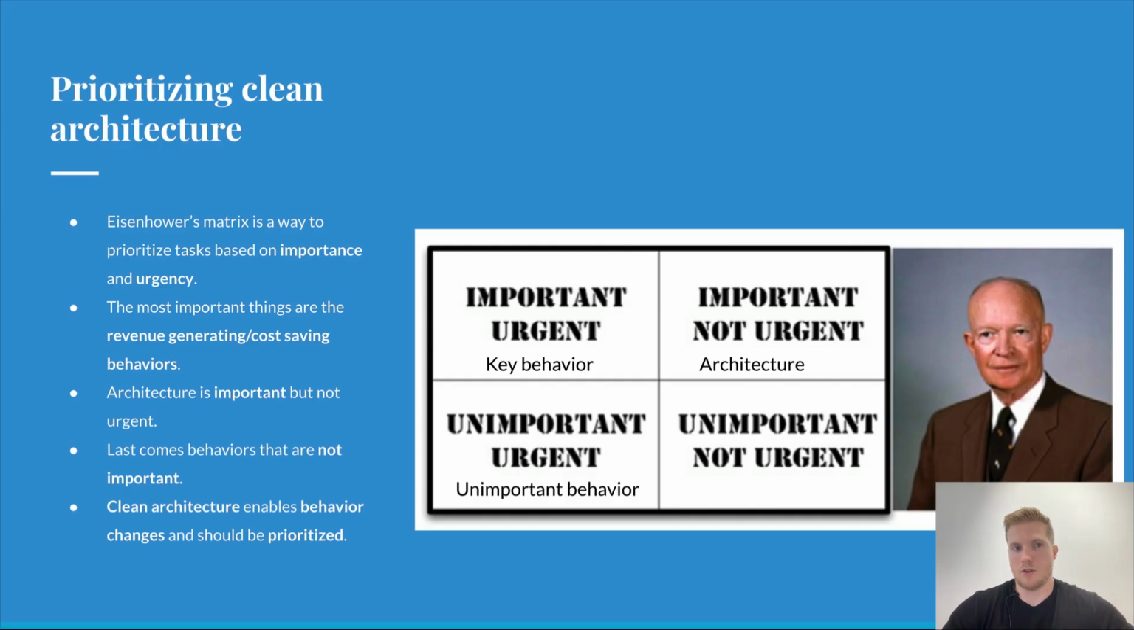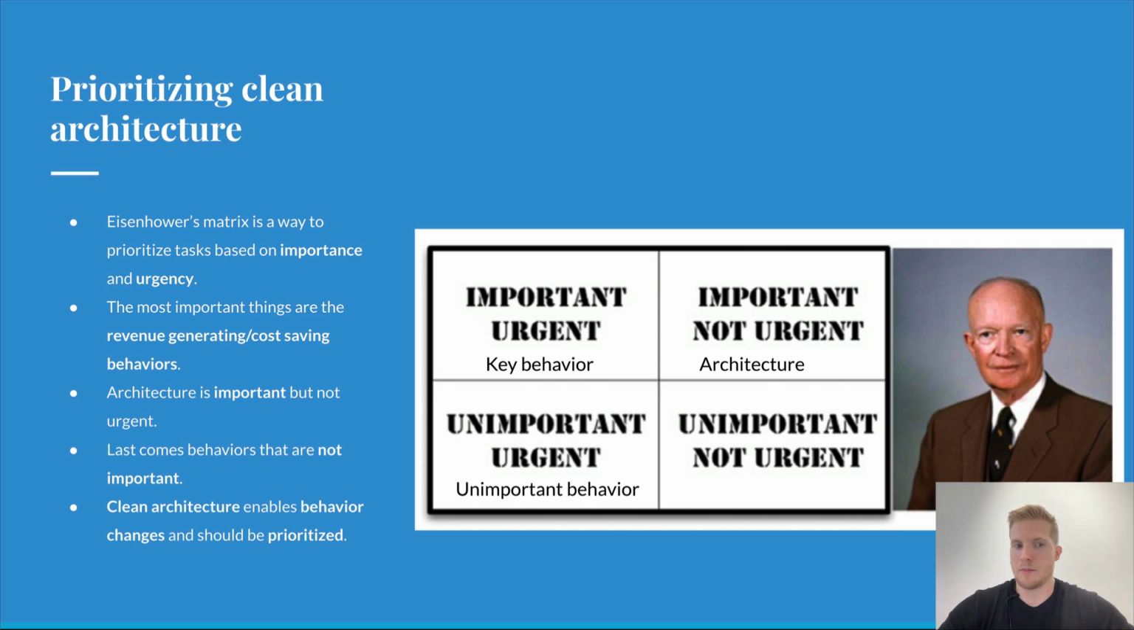And how you should prioritize a clean architecture is you can use Eisenhower's matrix, as that is a way to prioritize tasks based on importance and urgency. The most important thing of the application, even more important than clean code and architecture, is the key revenue generating or cost saving behaviors of your app. As much as we like to be perfectionist about our craft, that has to be the most important thing, that either generates revenue or saves costs. That is what our systems are doing.